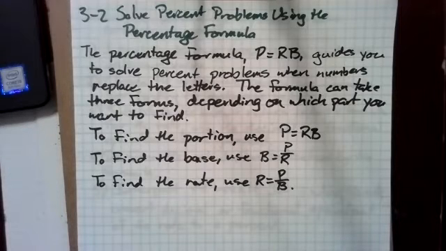To find the portion, we use P equals RB. To find the base, use B equals P divided by R. And to find the rate, use R equals P over B.